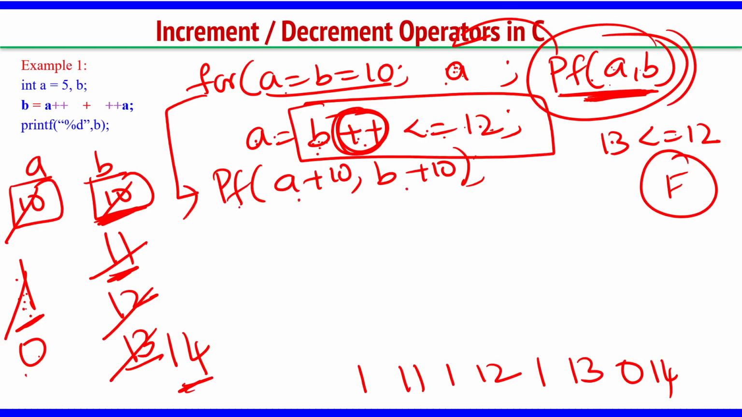printf A plus 10, B plus 10. So A plus 10 means 0 plus 10, it is 10. And B value is 14, 14 plus 10, it is 24. This is the answer. It's a previously asked question. Maybe some slashes I have not given. printf %d, space %d, that formatting is there. But ultimately the output is this.